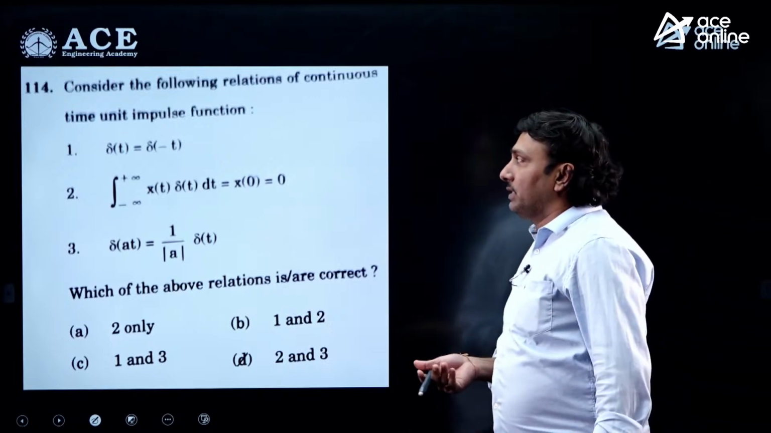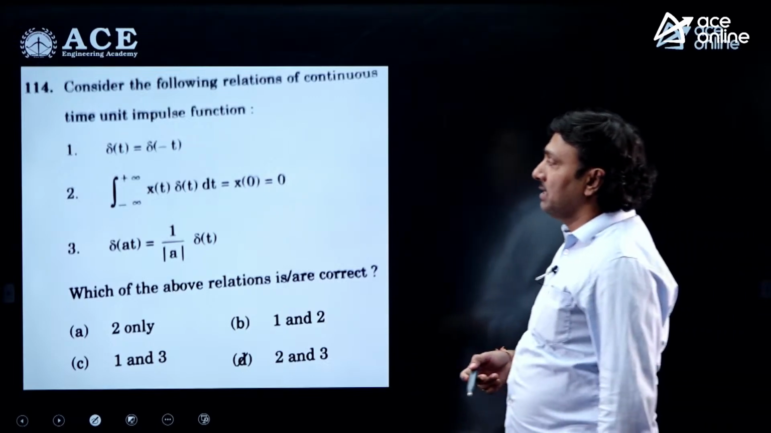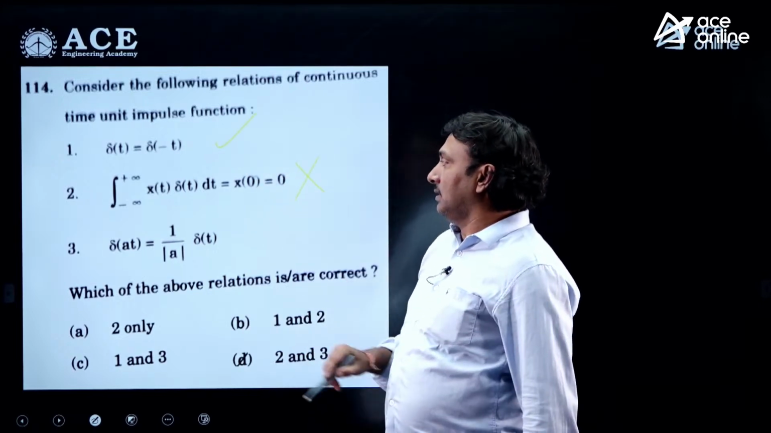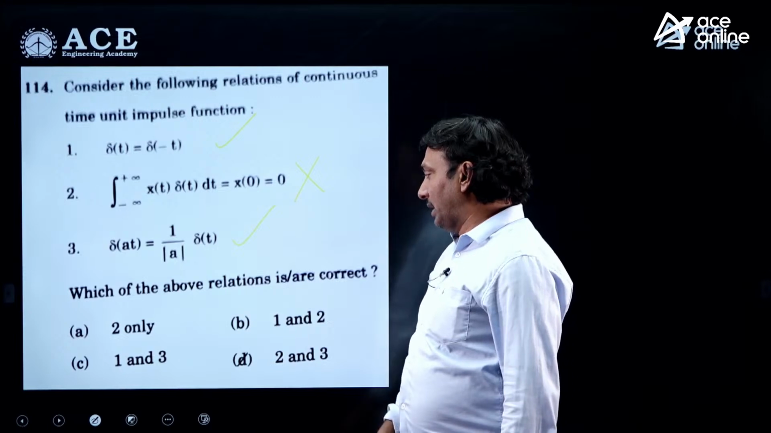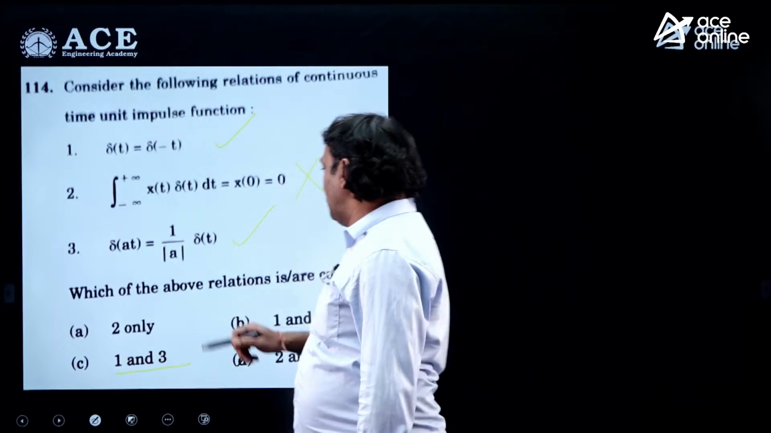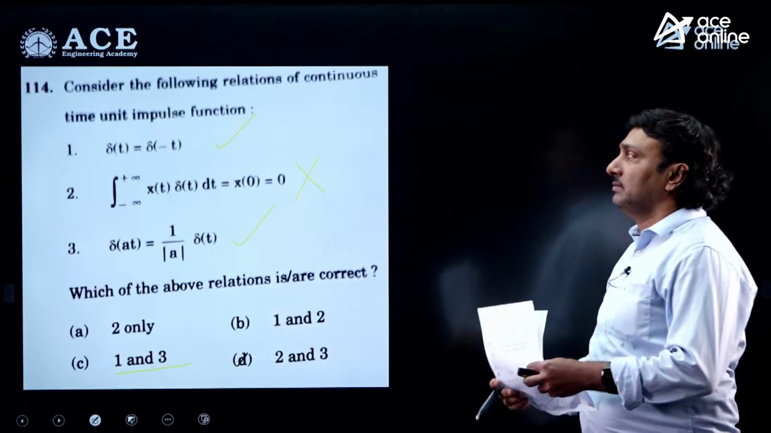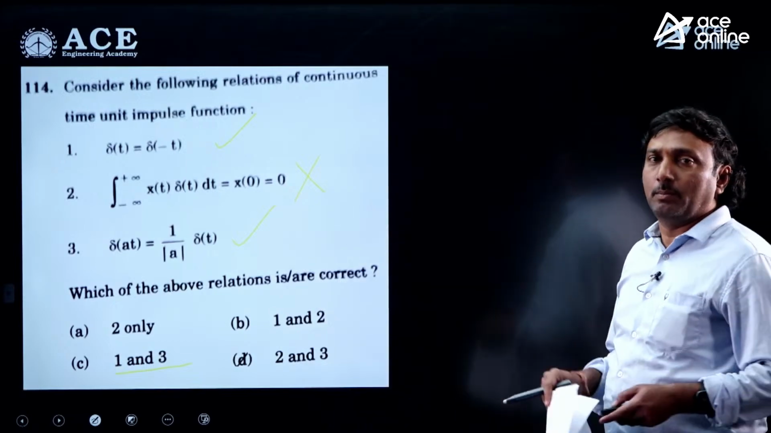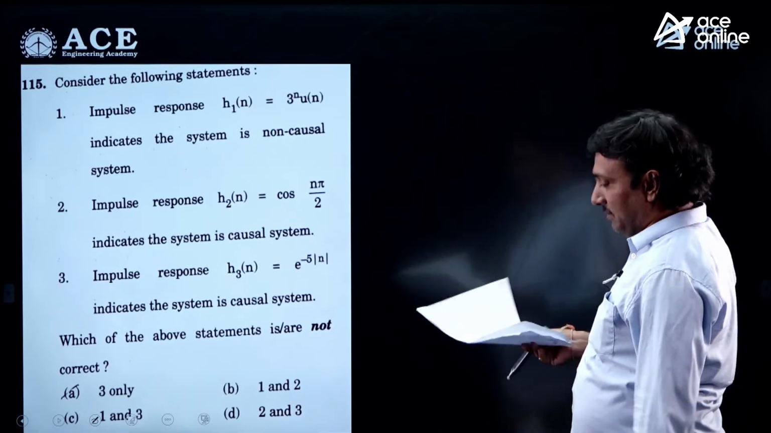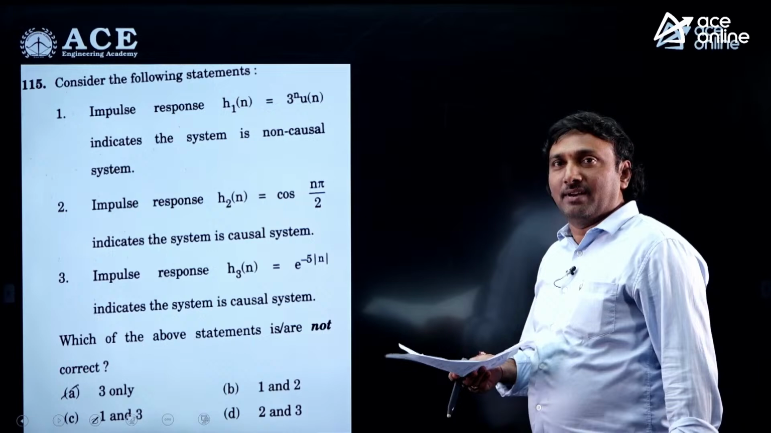This one, which of the following statements are correct? Impulse is an even function, true. This is wrong. The scaling property of impulse we are also aware of. So which of the given statements are correct means only 1 and 3. Impulse is an even function and the scaling property, both are valid. Maybe in a hurry they have prepared the paper.